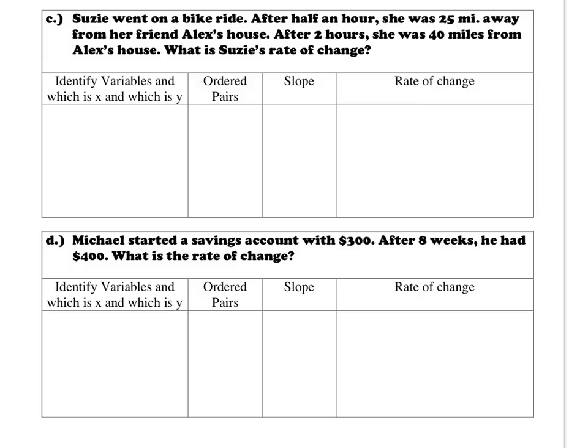So when you get a problem like this, none of this is going to be here. But what I want you to do is first identify which variable is x and which variable is y, come up with two ordered pairs, find the slope, and then convert it to a rate of change. That's what I want you to be doing every single time you have a problem like this.